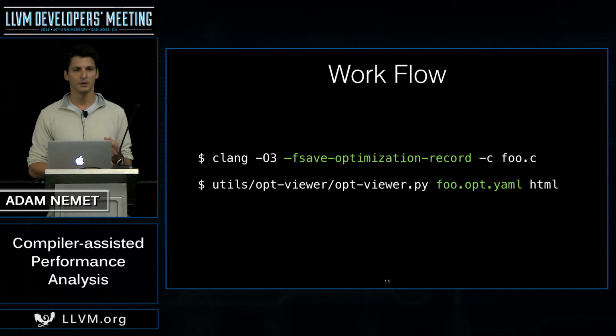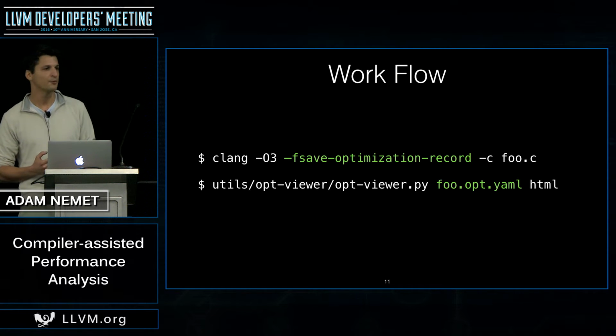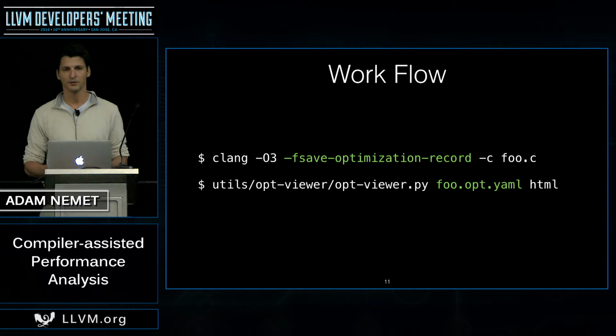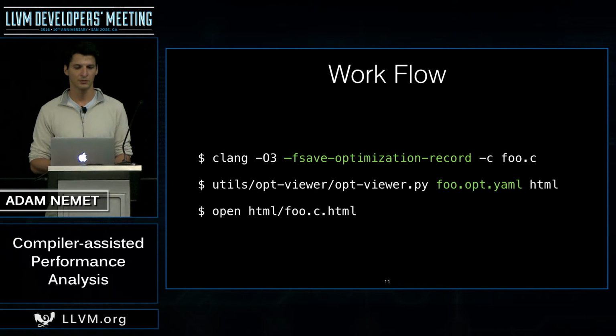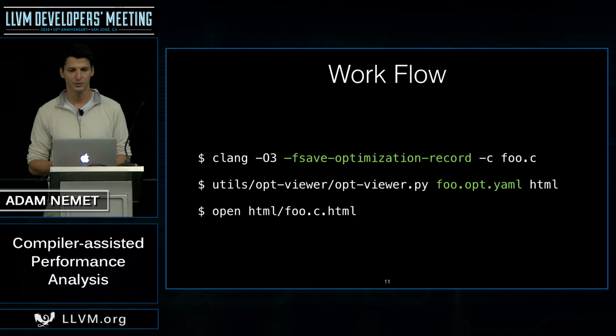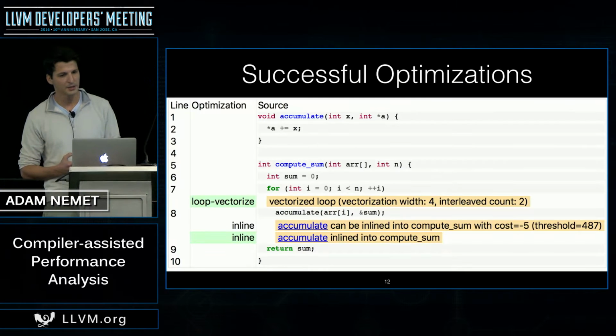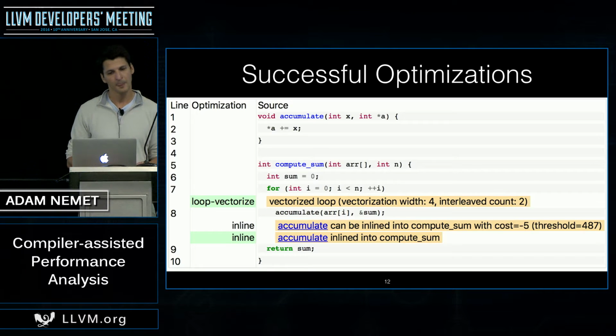Then we invoke the opviewer with the generated YAML file, and then pass the directory where we want all the HTML to be generated. In this case, we have a single source module, so we go directly to the source view and open it up in the browser. And then this is what we see.